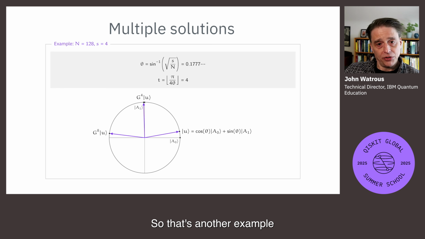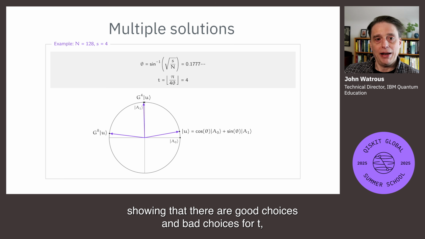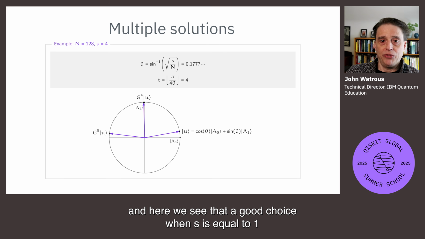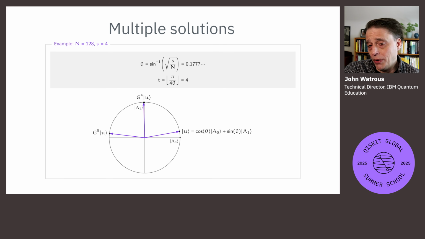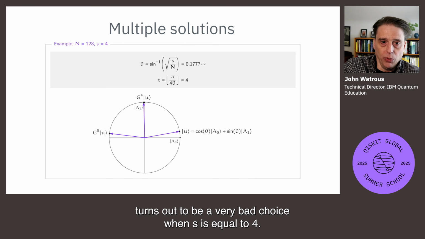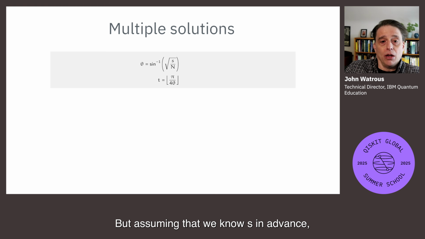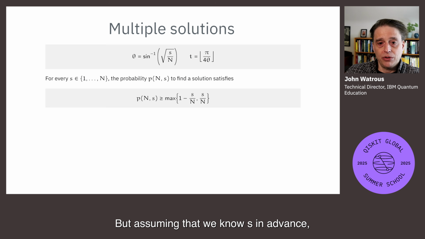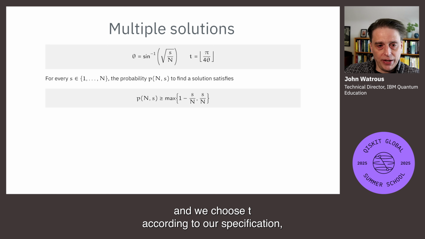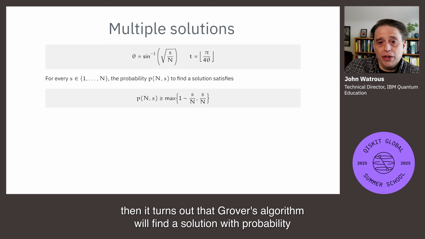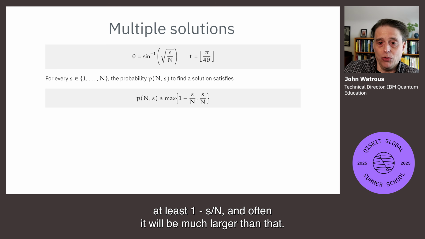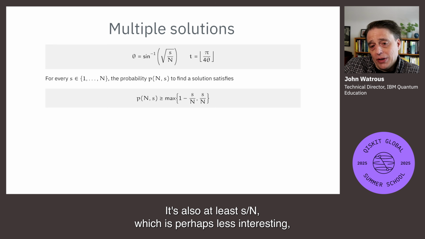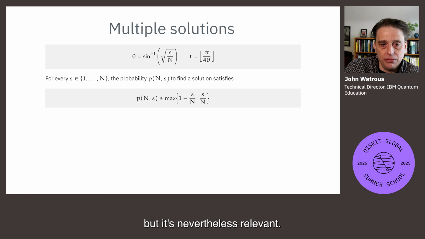So that's another example showing that there are good choices and bad choices for t, and here we see that a good choice when s is equal to 1 turns out to be a very bad choice when s is equal to 4. But assuming that we know s in advance, and we choose t according to our specification, then it turns out that Grover's algorithm will find a solution with probability at least 1 minus s over n, and often it will be much larger than that. It's also at least s over n, which is perhaps less interesting, but it's nevertheless relevant.